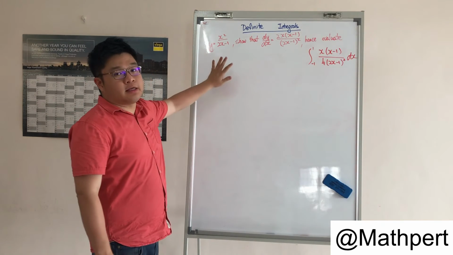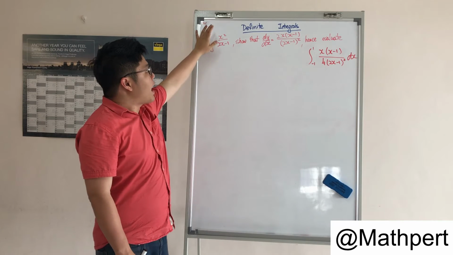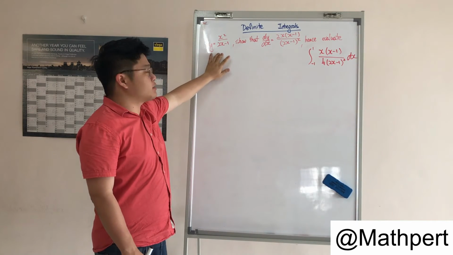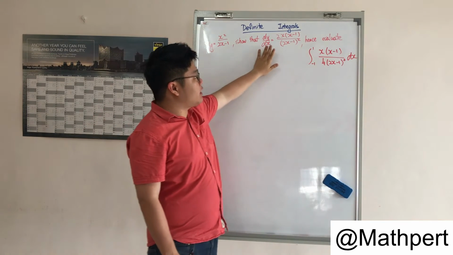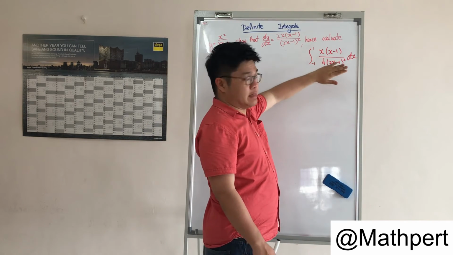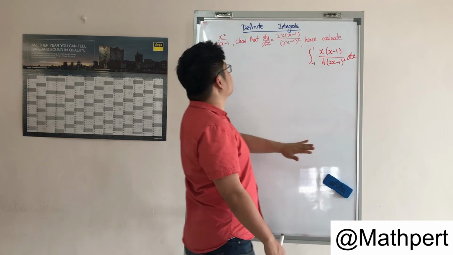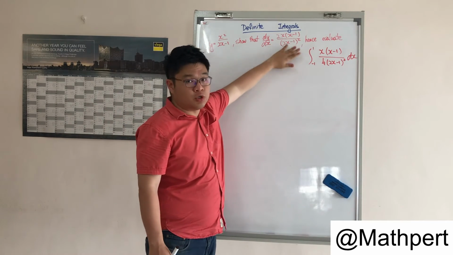Next, let's take a look at this example. Given by the question, y equals x squared over 2x minus 1. And we are asked to show that dy/dx is equal to this. Hence, evaluate this. So, first of all, let us prove that dy/dx is equal to this one.